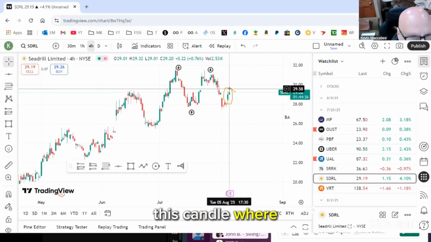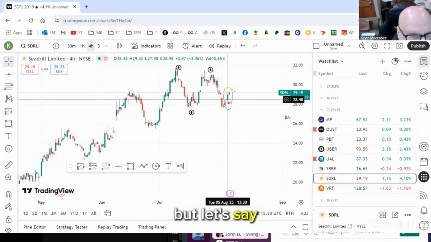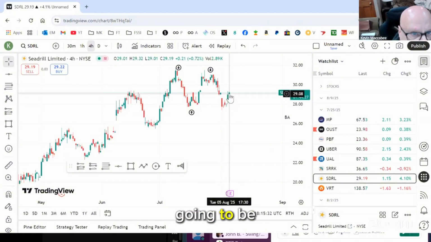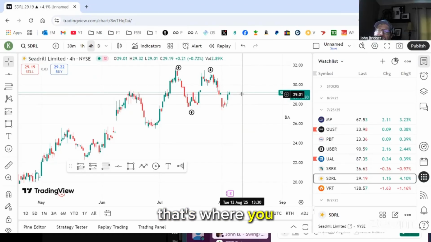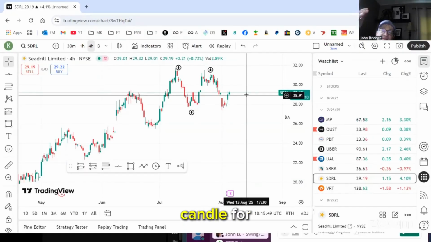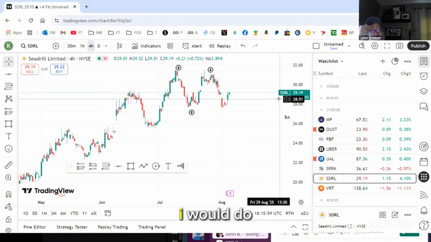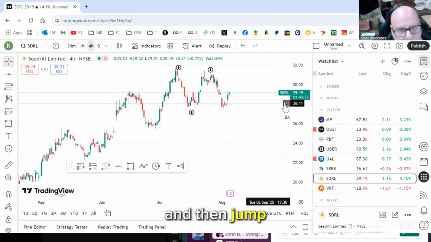This candle where I have the X on doesn't exist. Now, I don't know what it is, but let's say this is the morning 4 hour, and this is going to be the afternoon 4 hour. When this candle starts to formulate, that's where you go in on the green. I say between, because I think the first candle, technically, is not an even 50-50 split of the day. I think it's like 1:30 when the next candle starts. So what I would do is give it an hour. Let's say from 1:30 to 2:30, see what shakes out for that second half of the day, and then jump in.